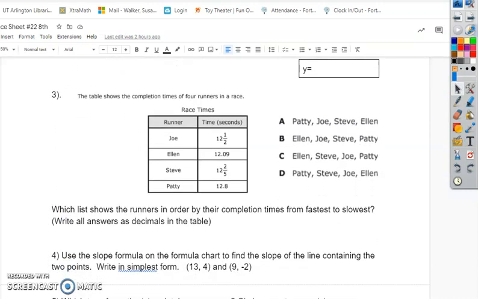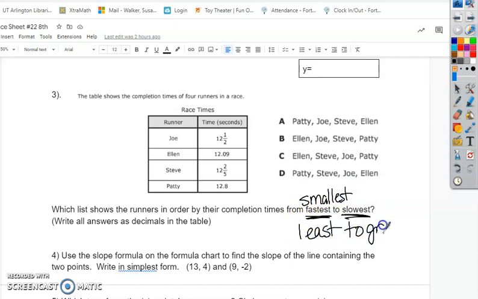Number 3, this says, the table shows the completion times of 4 runners in a race. Which list shows the runners in order of their completion times from fastest to slowest? Fastest to slowest. So if you think about it, your fastest person should get there quickest, so you want the smallest number. So we're going least to greatest.